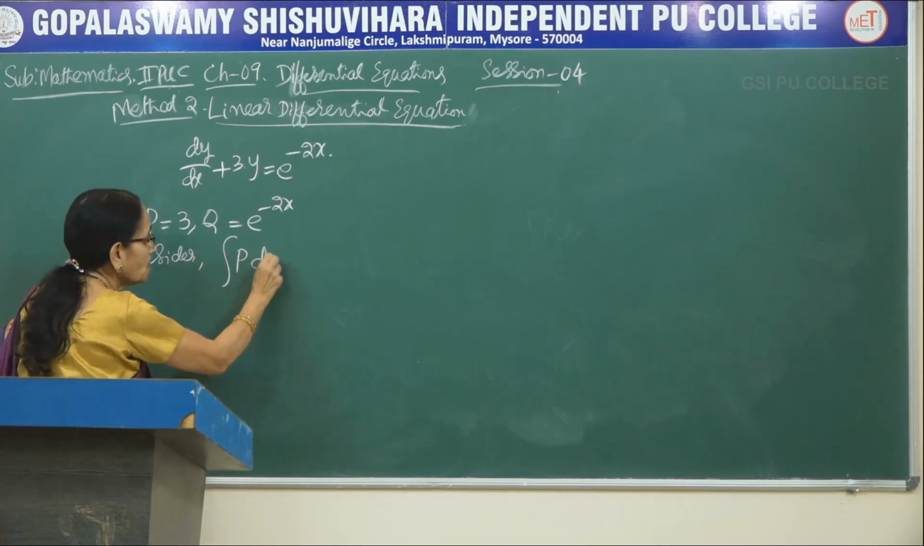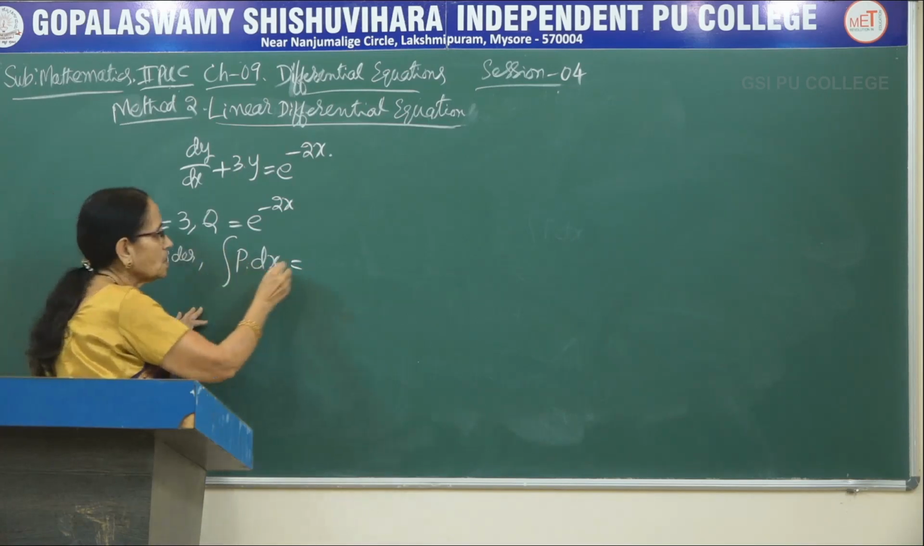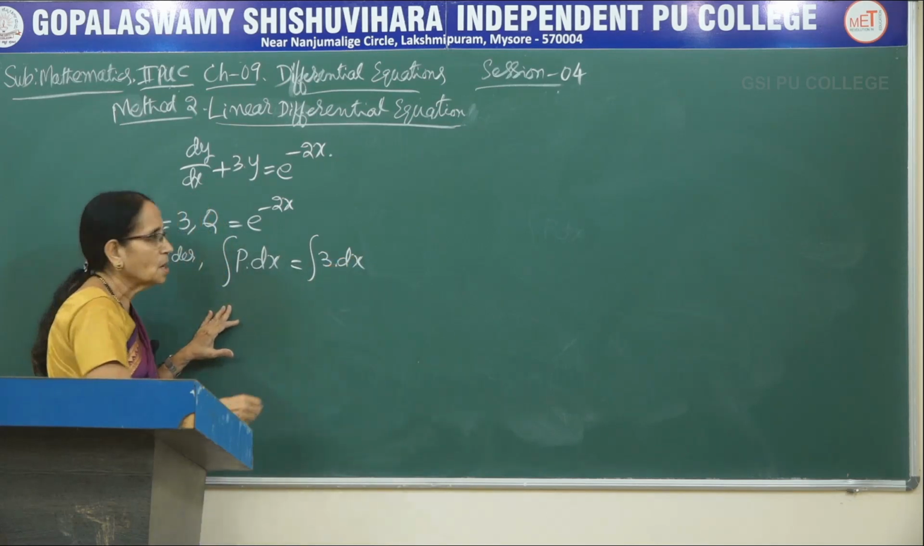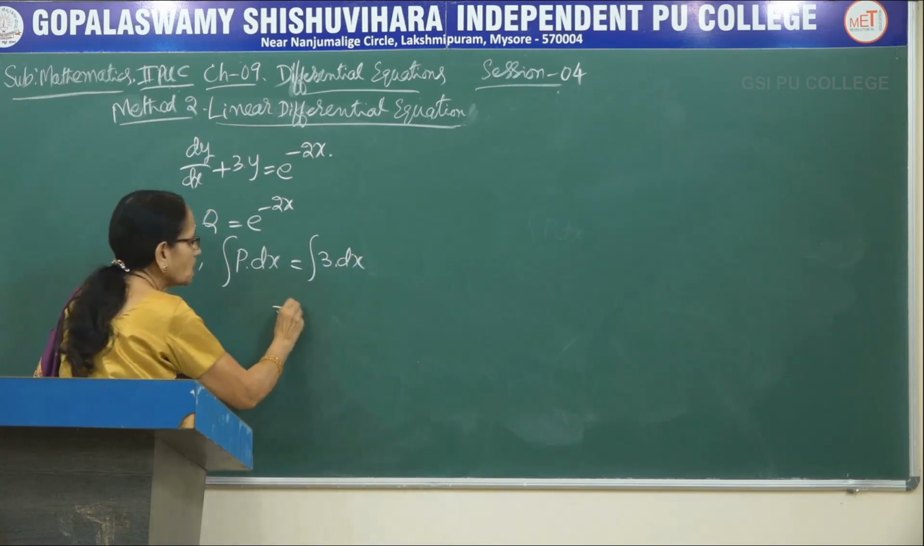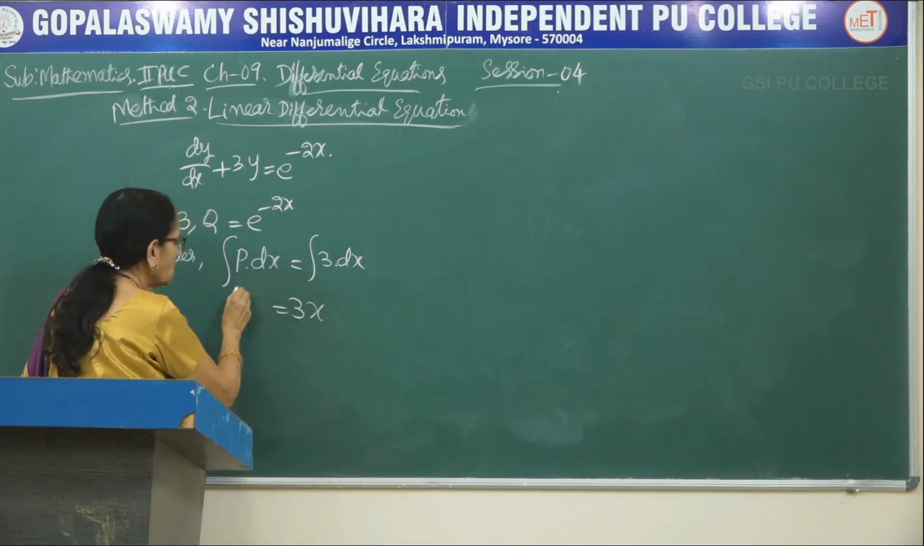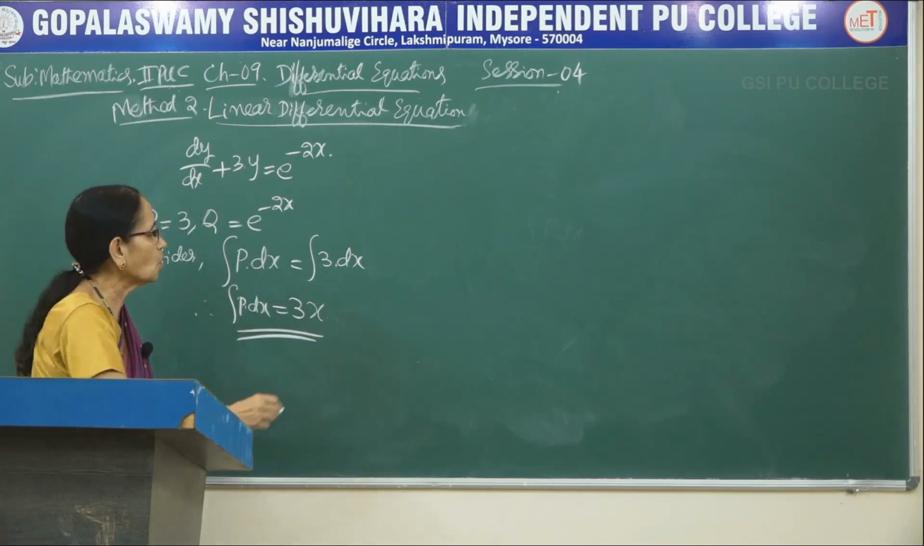Next, what has to be considered? Integral p into dx. What is p here? That is integral 3 into dx. 3 being a constant, you can keep it outside, integrate dx, that is x. Therefore, integral p dx is equal to 3x. So one step is over.